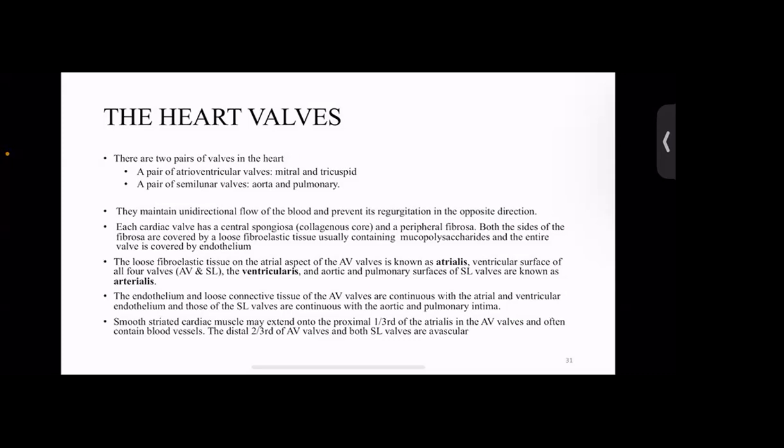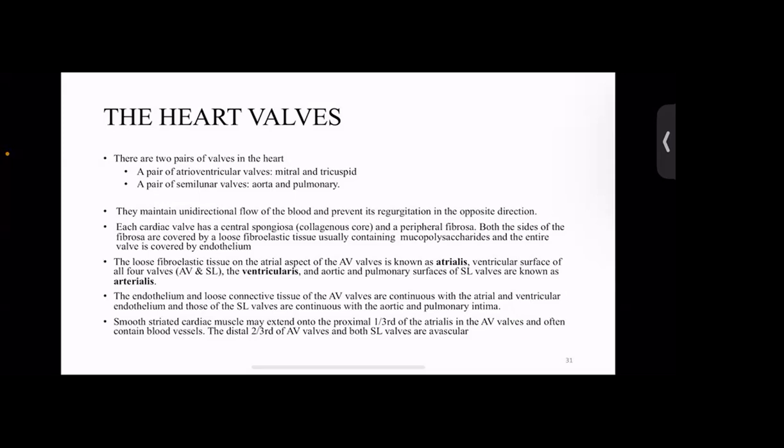Each cardiac valve has a central spongiosa and a peripheral fibrosa. Both sides of the fibrosa are covered by loose fibroelastic tissue, usually containing mucopolysaccharides, and the entire valve is covered by endothelium. Now, the loose fibroelastic tissue on the atrial aspect of the AV valve is known as atrialis. The ventricular surface of all 4 valves, both the AV valves and the semilunar valves, is called the ventricularis, and the aortic and pulmonary surfaces of the semilunar valves are known as the arterialis.